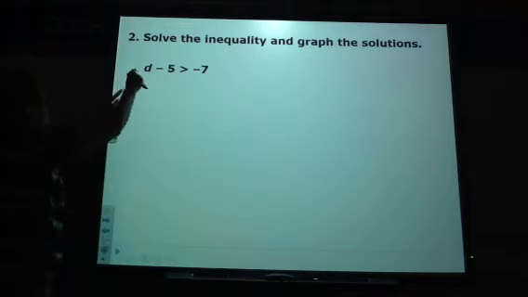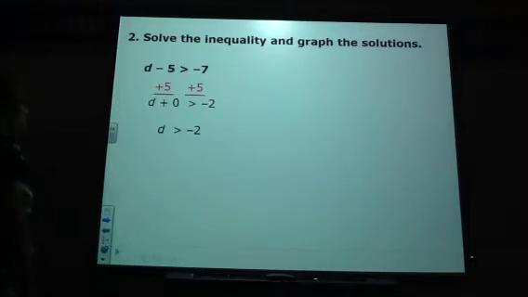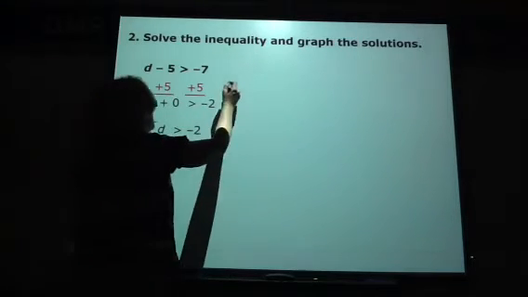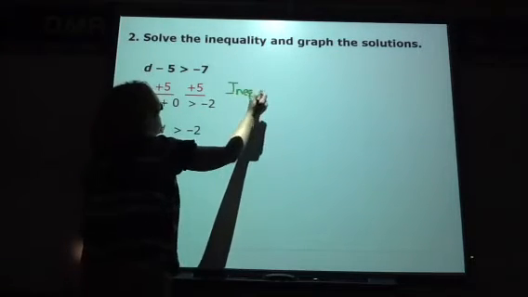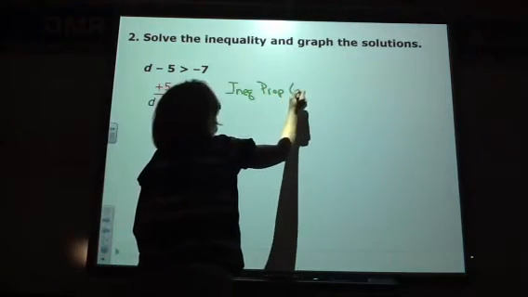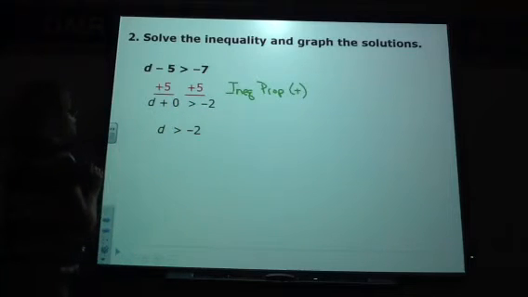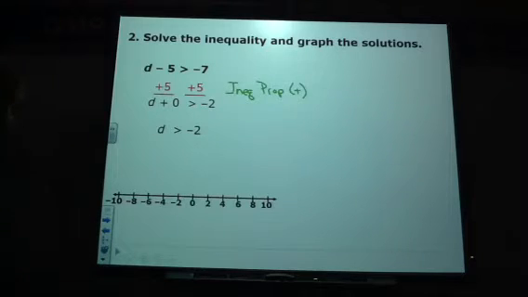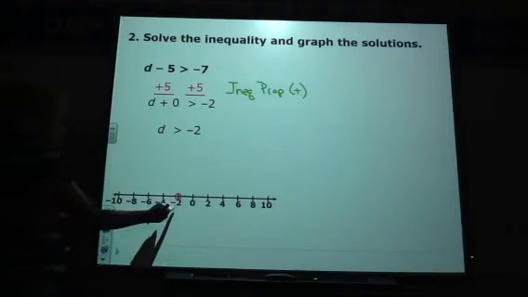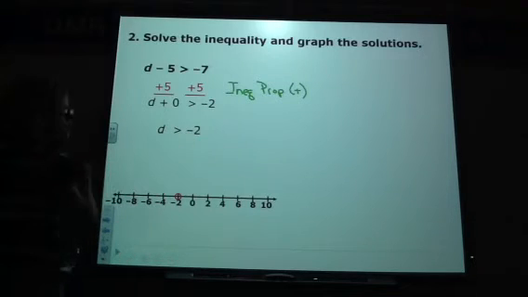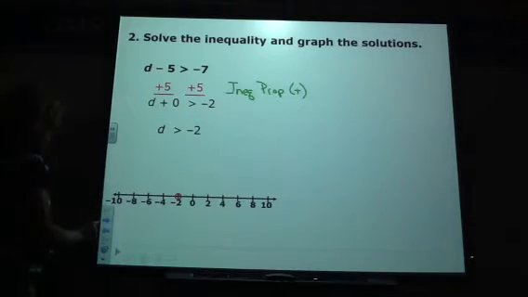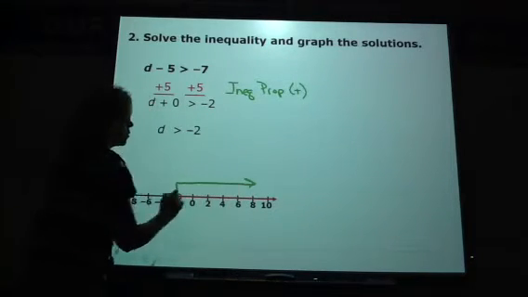Okay, we need to isolate our variable d. So we're going to add 5 to both sides. When we add 5 to both sides, this is our inequality property of addition. So we have negative 7 plus 5 and get negative 2. These cancel out, so you have d. Then when we graph that, we have an open circle on negative 2 because we're not including negative 2 in our solution. And it's all the numbers that are greater than negative 2. So your solution set goes to the right.